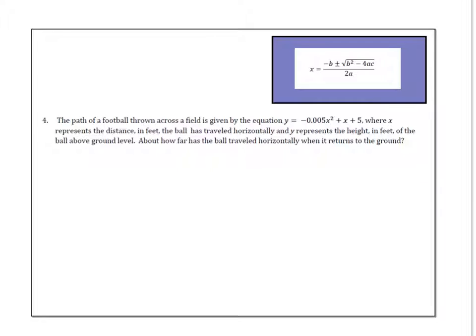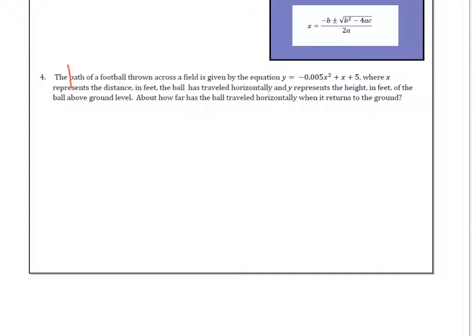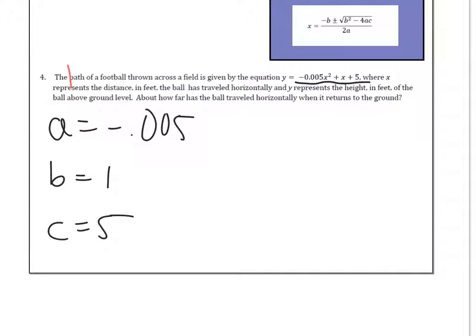So if I take a look here, path of a football thrown across the field given by this equation, negative 0.005 x squared plus x plus 5, where x represents your distance in feet and y represents the height in feet above ground level. How far has the ball traveled horizontally when it travels to the ground? So basically, I want to run quadratic formula on this, where a is my negative 0.005, b is 1, c is 5.